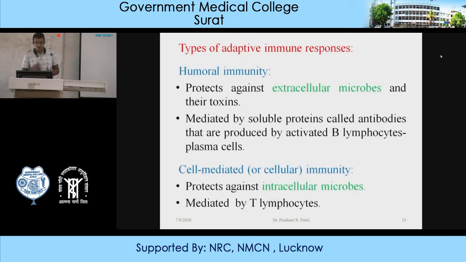It has basically two types: humoral immunity and cellular or cell-mediated immunity. In humoral immunity, the main role is of B lymphocytes or activated B lymphocytes, better known as plasma cells. And cell-mediated immunity is mainly exerted by T lymphocytes, either CD4 plus T cell or CD8 plus T cell. What is a CD4 plus T cell and what is a CD8 plus T cell, we will discuss later on.